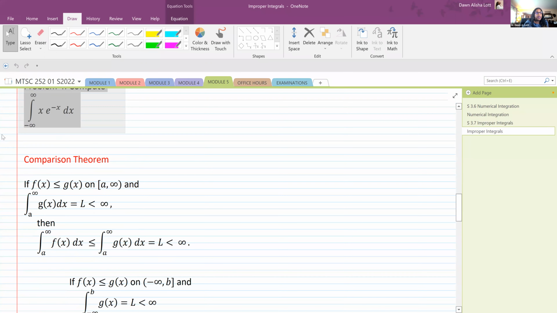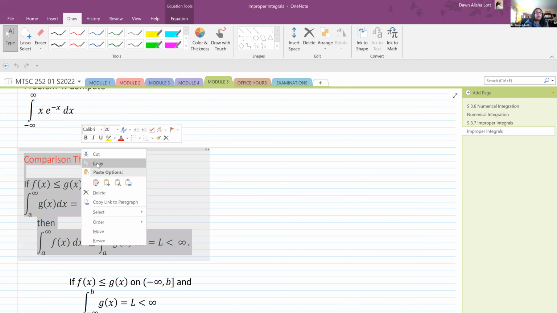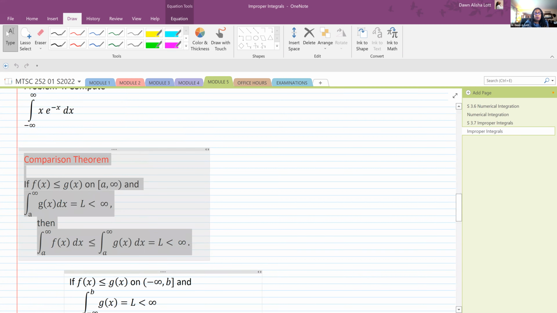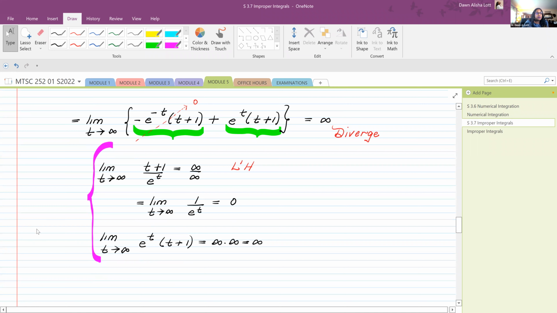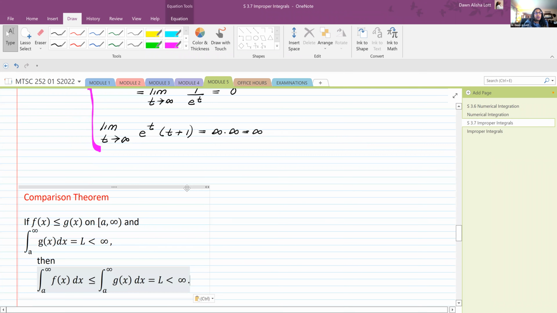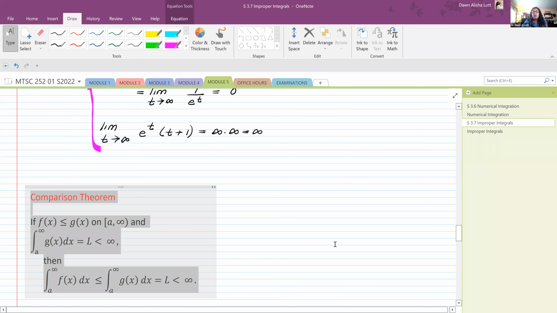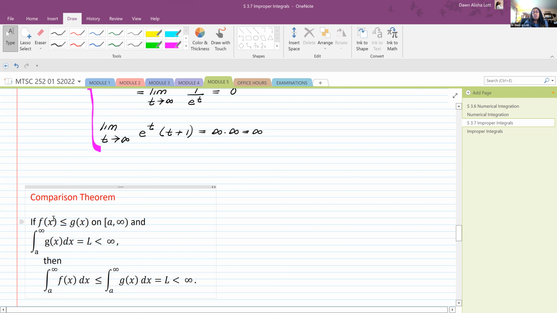All righty, the comparison theorem. So we're going to do the first part. Okay, so suppose we have something we really can't integrate. But we still need to determine whether it's convergent or divergent. So we can compare it to a function that's either larger than it or smaller than it.